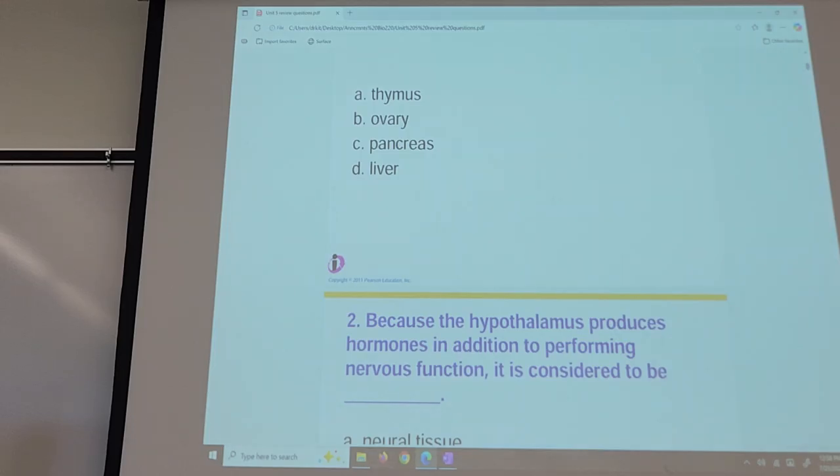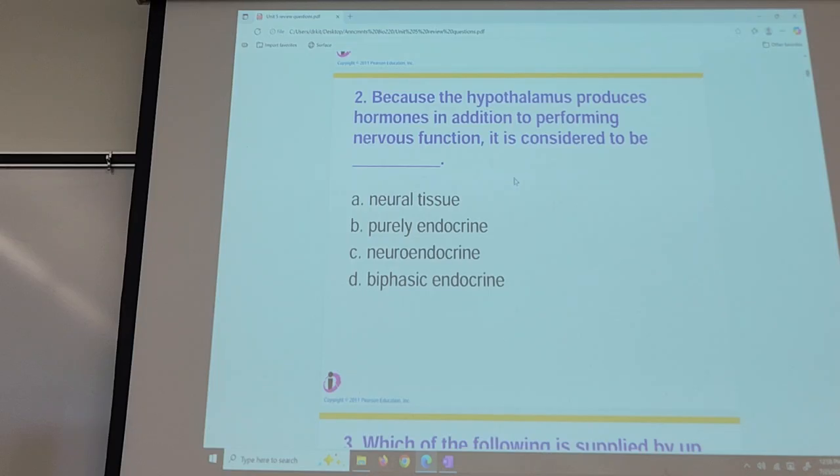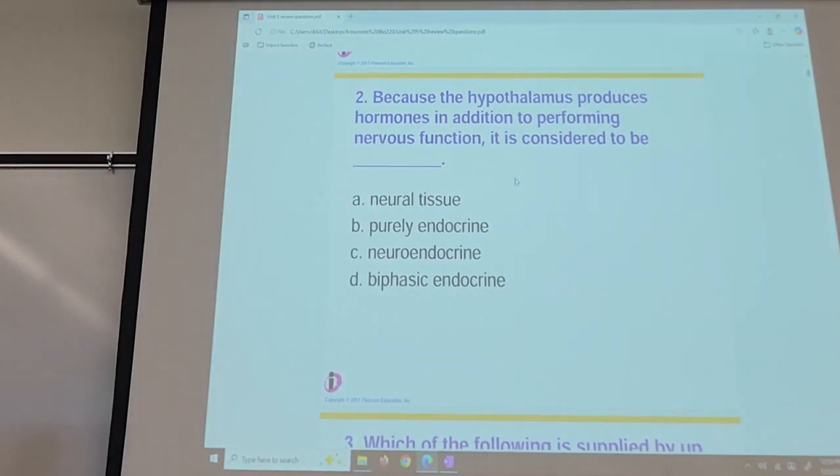Because the hypothalamus produces hormones in addition to performing nervous function, it is considered to be, number two, neuroendocrine. Again, we didn't really talk specifically about this particular label or this particular term, but you combine nerves with hormones, neuroendocrine, okay?